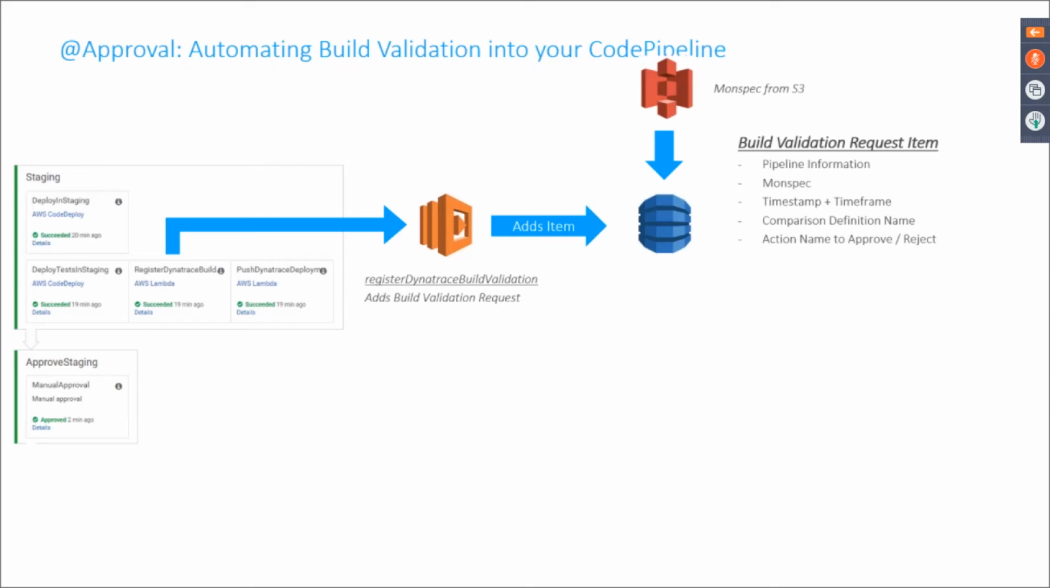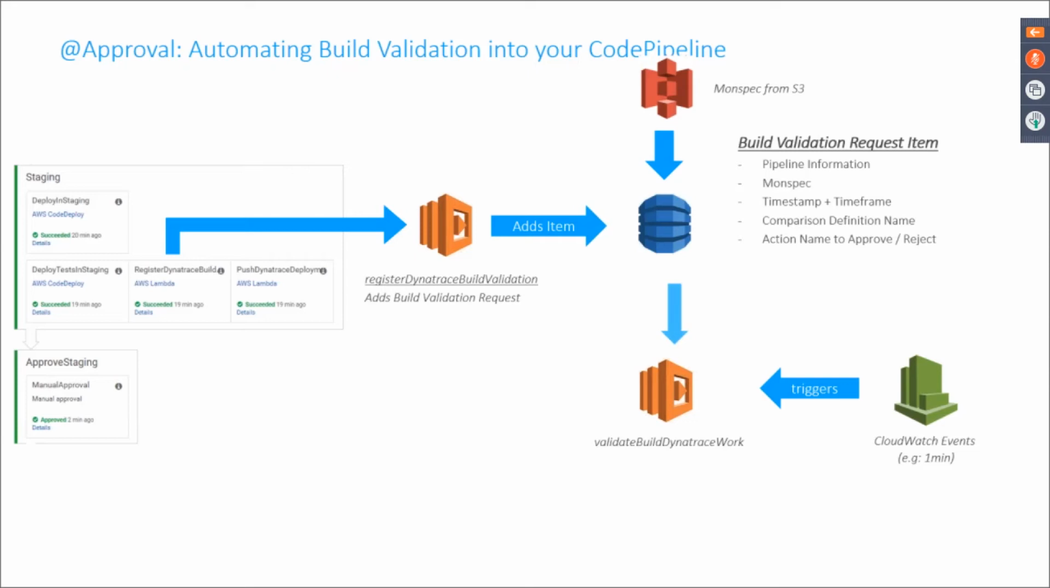So it gets put into a database, and then what I'm using, and again, this is an idea that I kind of borrowed from the gentleman at AWS re:Invent, I have a CloudWatch event that triggers another Lambda function, let's say every minute, every 5 minutes. So this Lambda function is basically saying, hey, do we have somebody that wants us to validate a build, and is the time right?